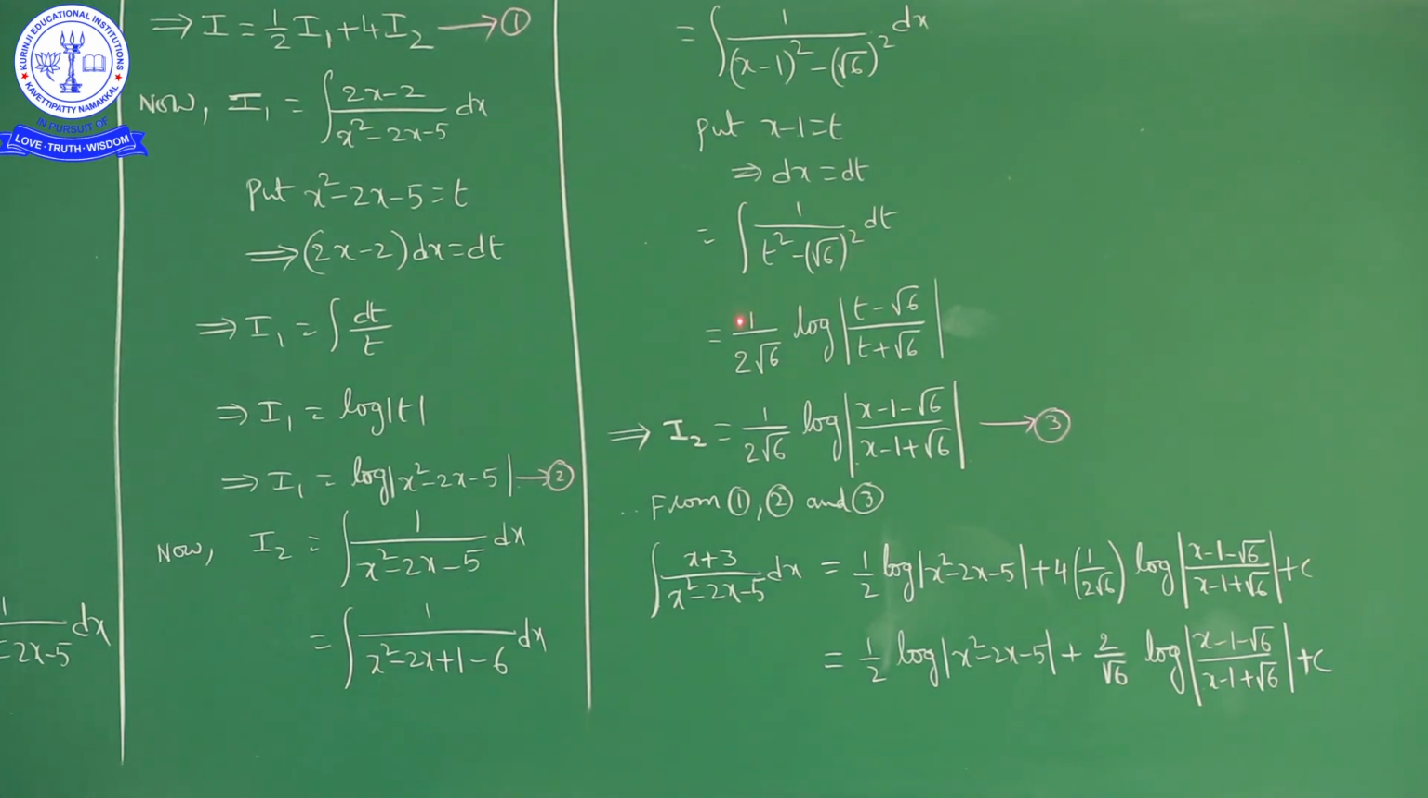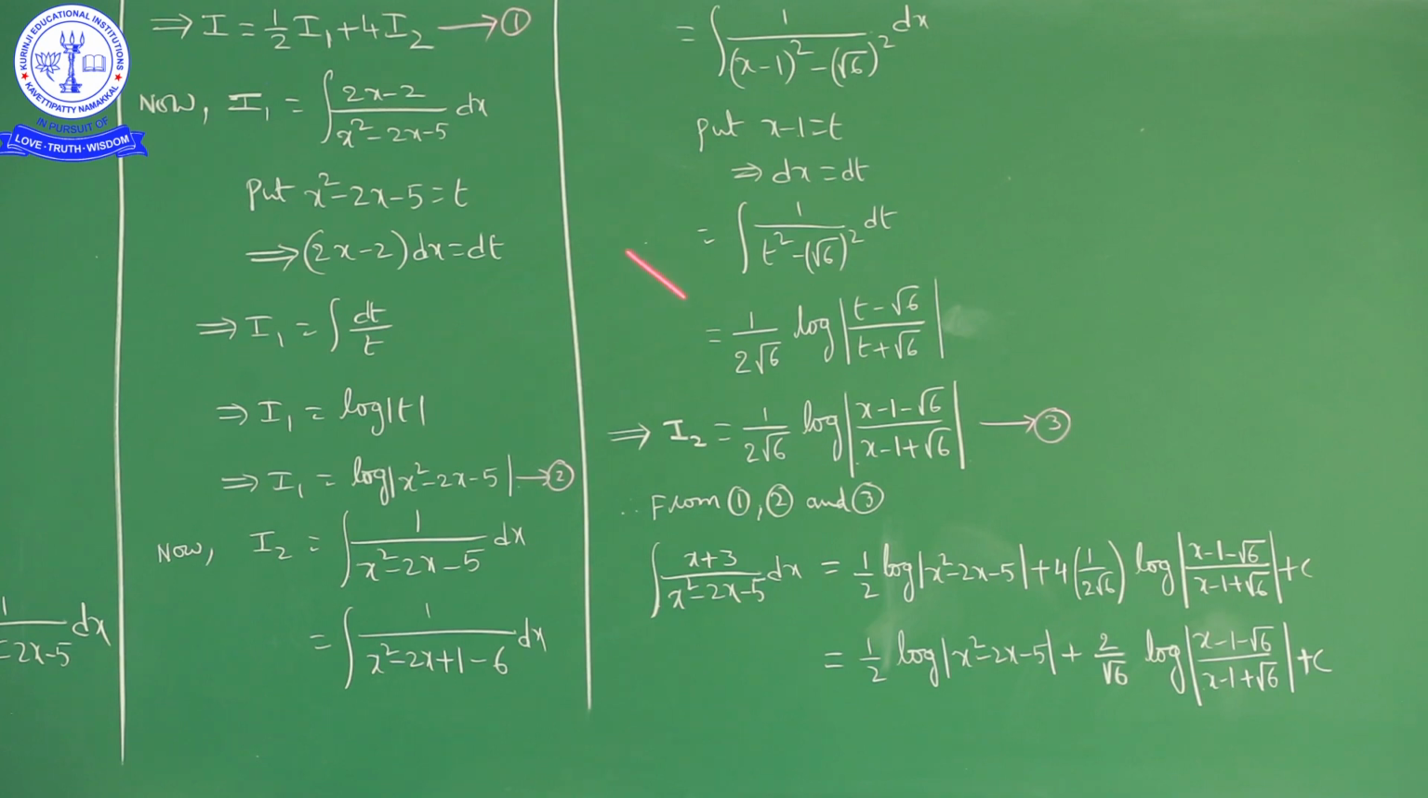Okay. So by this formula, integration of 1 by x square minus a square dx is 1 by 2a log mod x minus a upon x plus a. So 1 by 2 root 6 log mod t minus root 6 upon t plus root 6. Okay, what is t? X minus 1. So I2 is equal to 1 by 2 root 6 log mod x minus 1 minus root 6 upon x minus 1 plus root 6. Mark this one as 3.